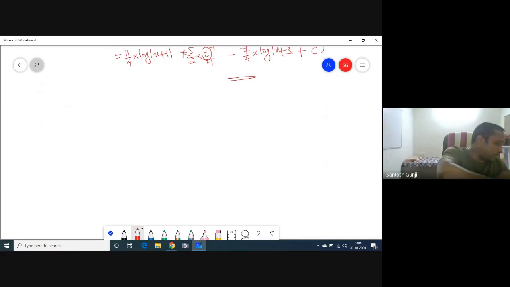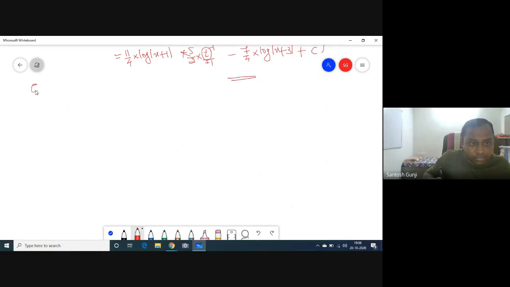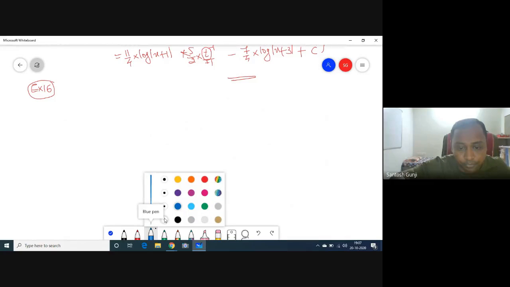So next question I'm taking, example number 16. I'm changing the pen color again so that you can identify the different sums. Just go with this one.